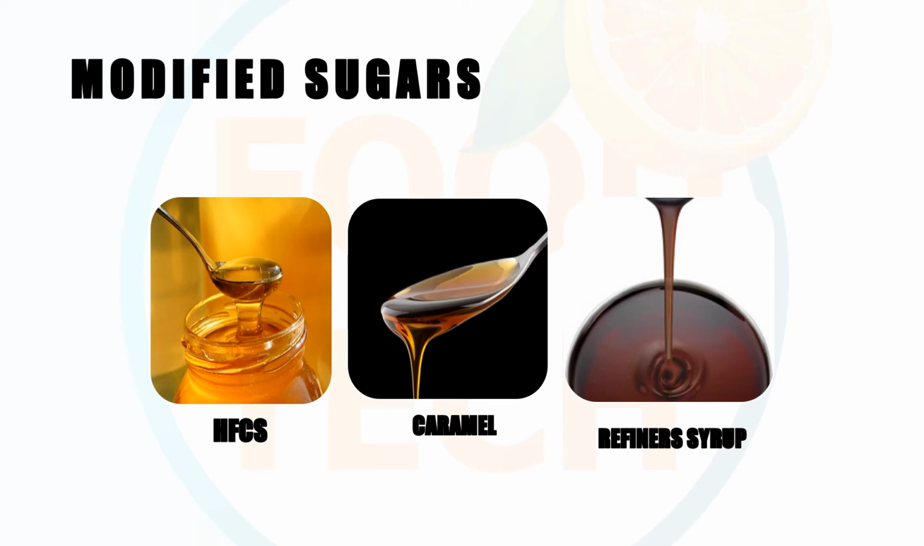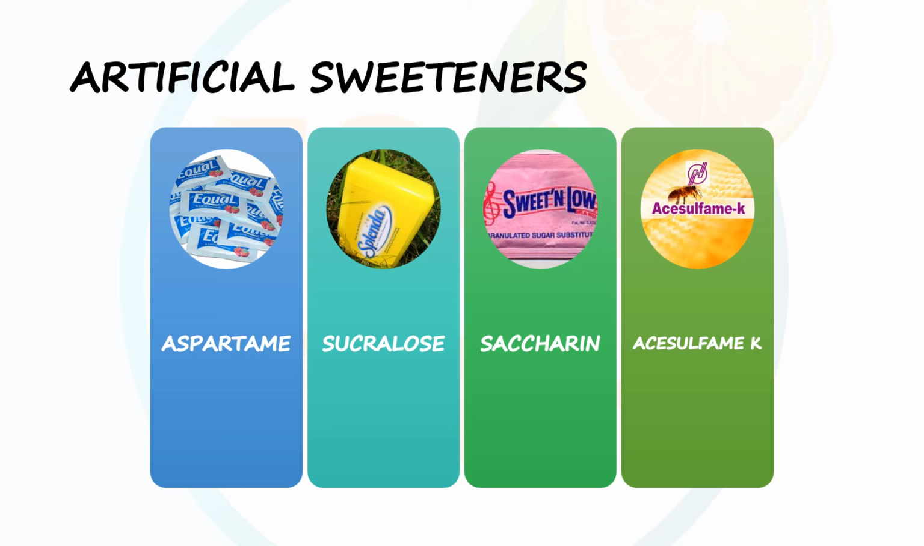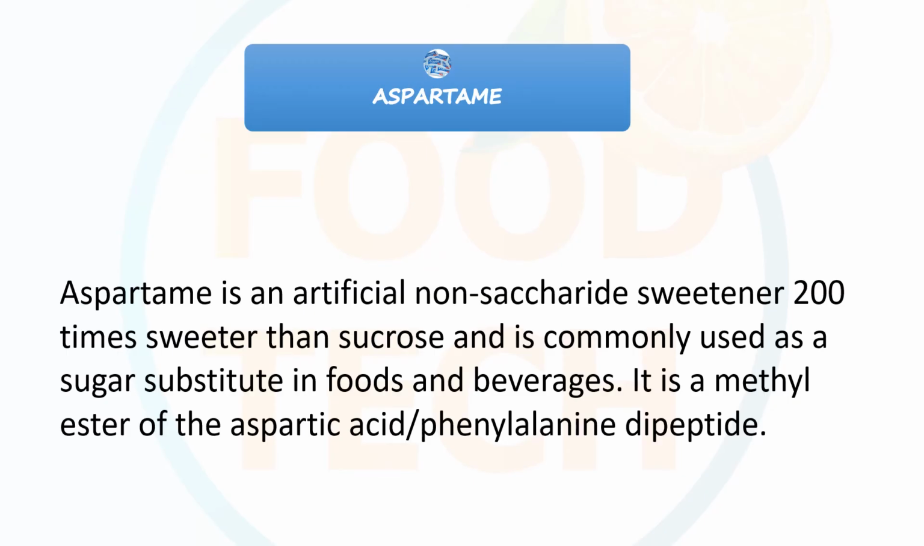So HFCS is obtained from corn. Caramel, as we all know, is the sugar obtained by the caramelization process, and then the refiner syrup. Next are the artificial sweeteners. These are also zero calorie sweeteners, and some are aspartame, sucralose, saccharin, acesulfame K. So these are the artificial sweeteners.